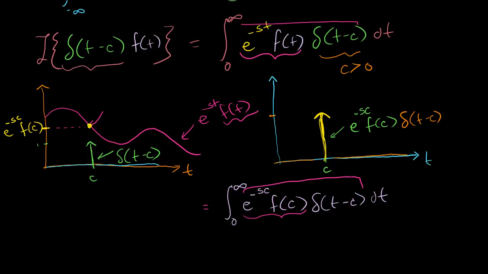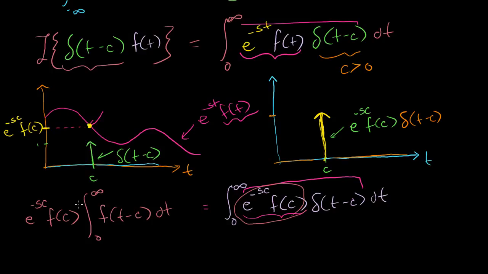If we take out the constants from inside of the integral, we get e to the minus sc times f of c times the integral from 0 to infinity of, oh sorry, this is not an f. I have to be very careful. This is a delta. I took out the constant terms there, and it's going to be delta of t minus c dt.